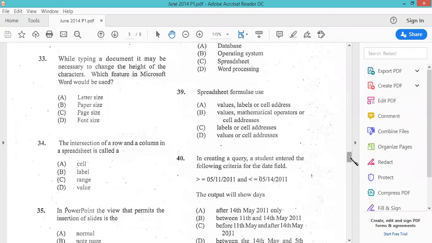Spreadsheet formulae use B, values, mathematical operators, or cell addresses. Yes, so that's B. Values, mathematical operators, or cell addresses. And this question is on every paper as well. So spreadsheet formulae use values, mathematical operators, or cell addresses.